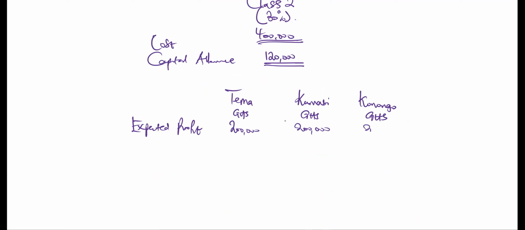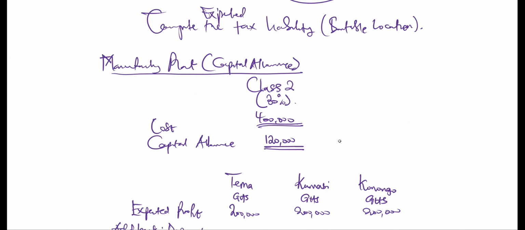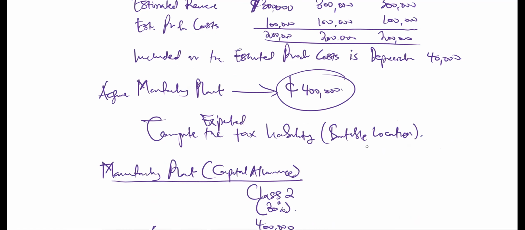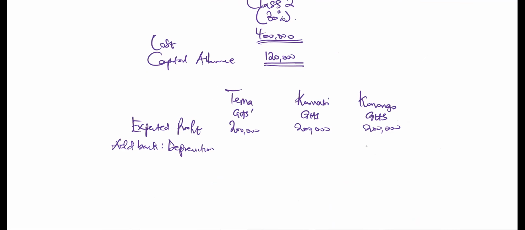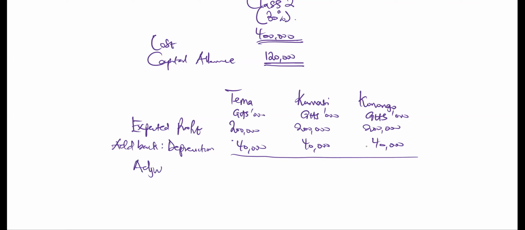True or false? But included in the cost was what? Depreciation. So what do we do? Yes, we add back the expected depreciation. How much? 40,000. So 40,000 will be added across. If you like, you can do just one, because the figures are the same, then you change the percentages. So what's our adjusted profit? 240,000 throughout.